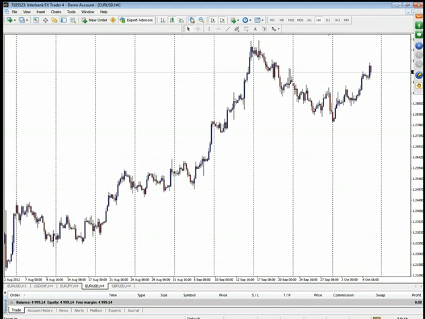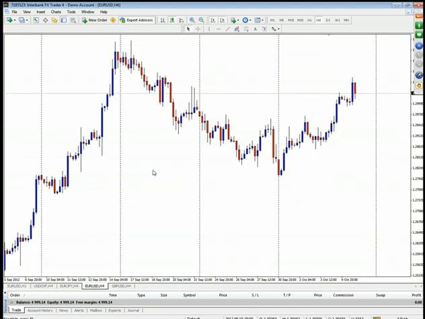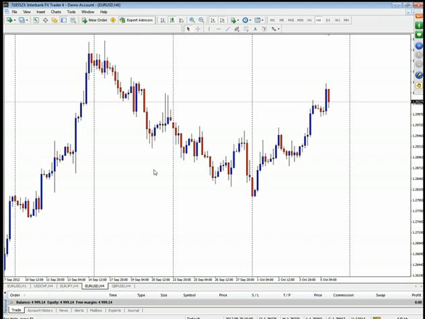Okay, so you all remember last week when I showed you the very first important, critical thing that we need to know: are we going to be looking for buy trades or sell trades?